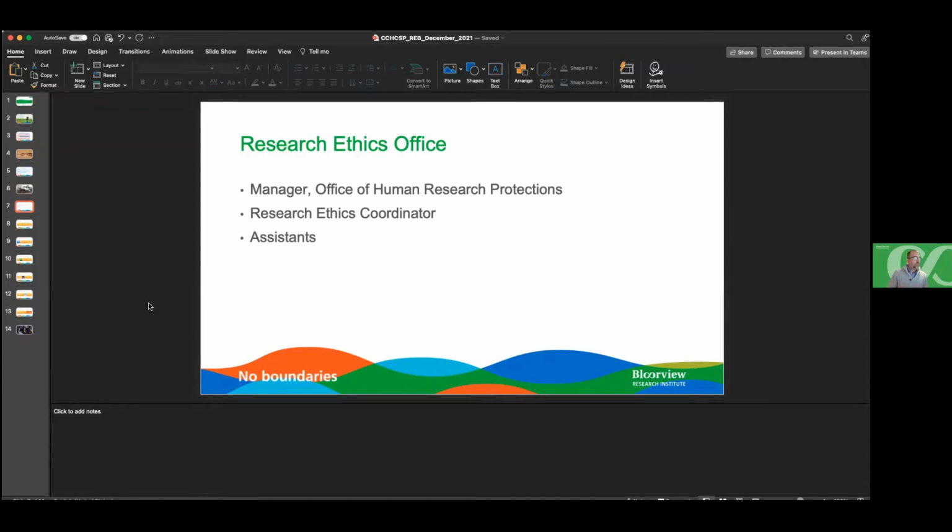Our current structure sees that we have a manager of the Office of Human Research Protections, and that Office of Human Research Protections oversees both compliance and the Research Ethics Office. And so that's how things are currently structured at our institution, but it could be different at yours. There would be some similarities, where maybe the ethics office sits separate from compliance entirely in the reporting structure tree, or maybe it sits under it like it does at ours. Then you typically have a research ethics coordinator, or maybe multiple research ethics coordinators, and then assistants.